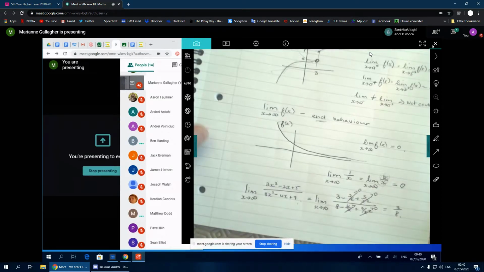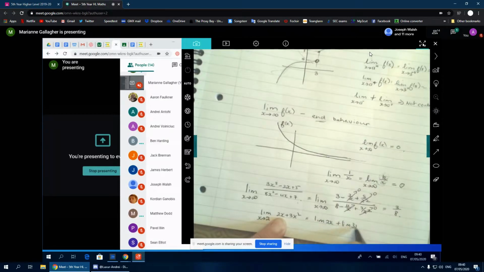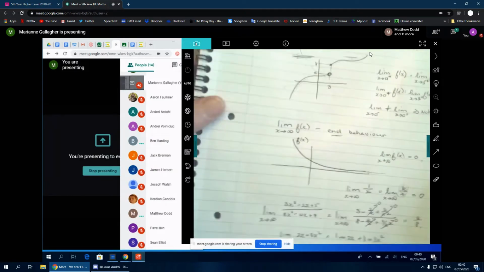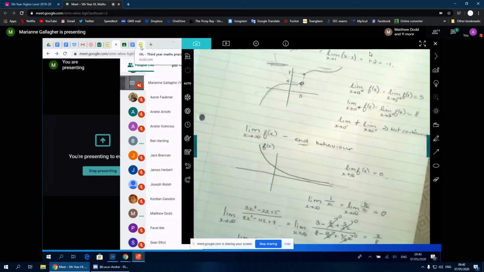And just another thing about limits is, we've done this without even thinking about it. The limit of a sum is the sum of the limits. So if I have the limit of 2x plus 3x squared as x tends to 2, that's the same as the limit of 2x plus the limit of 3x squared, I can split it up. Is that okay? So you can split up limits if you want to. The limit of the sums is the sum of the limits, the same if it was multiplied or if it was divided. You can just do all the limits separately.